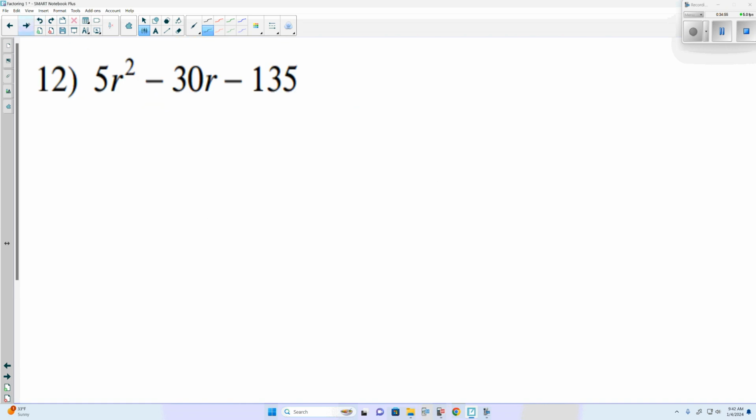Because here, in some of the problems we have, the a value is different than 1, but after our greatest common factor, it goes back to being 1. The number in front of x squared is 1, and we get back to this here. Questions on this here?